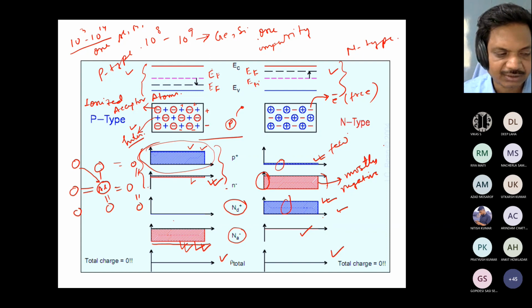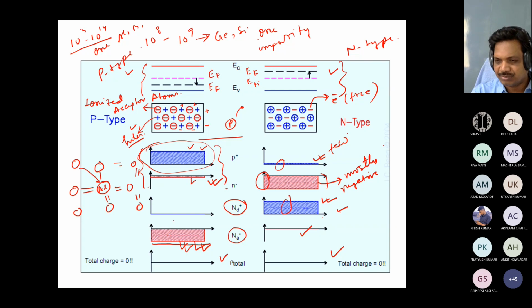It is not like that. As per the charge neutrality formula, if you see in depth, then you can understand that both negative as well as positive charges are there in both types of semiconductor, n-type and p-type, and the net amount of charge is zero.